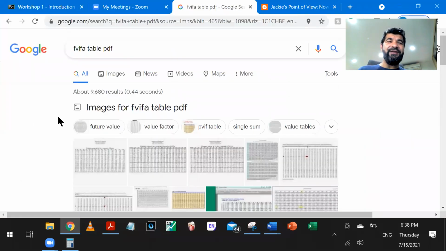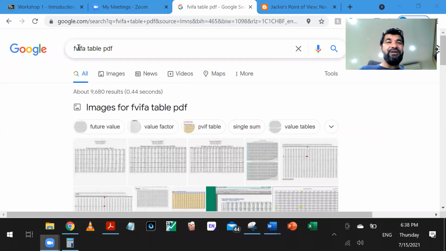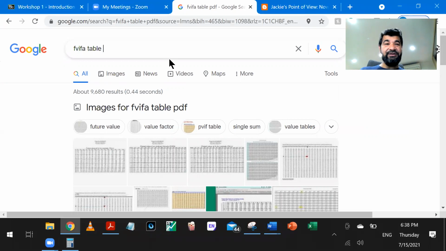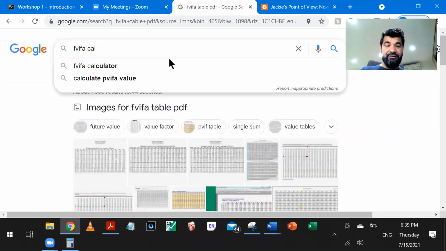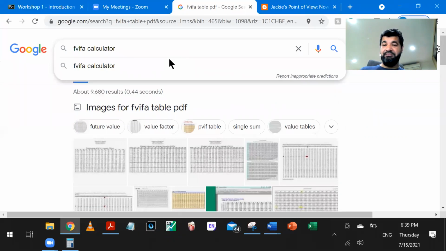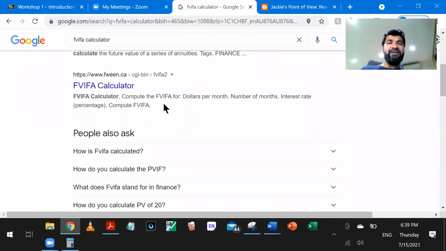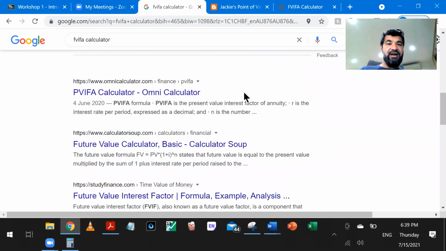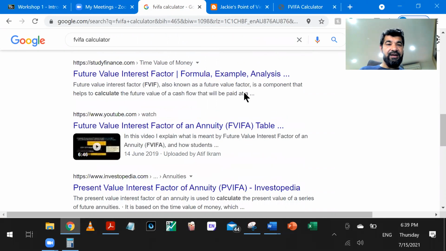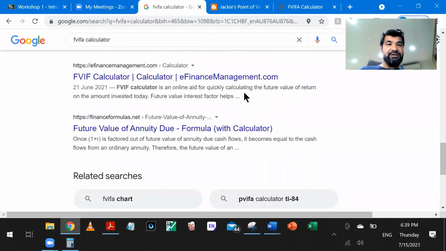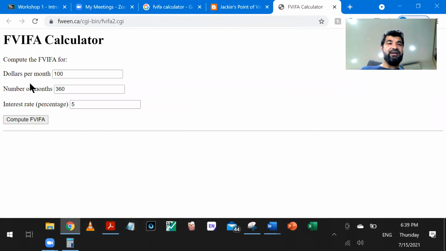We actually have software for this on the internet as well. Look, present value table calculator, present value interest factor calculator, for example. A lot of them are there. Anyway, you can use any of them. Like payment amount, number of months, interest rate percentage. Look, dollars per month. In our case, how much was that?